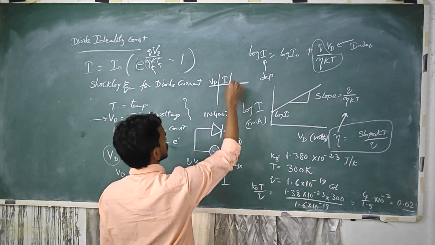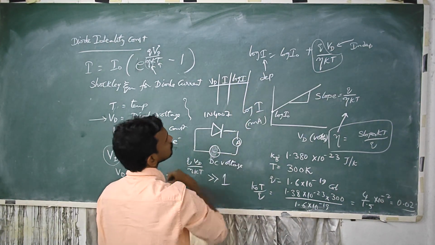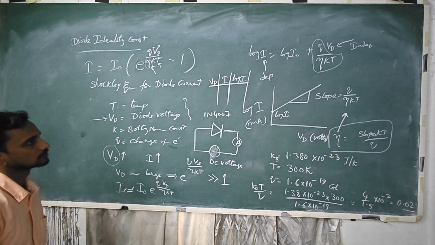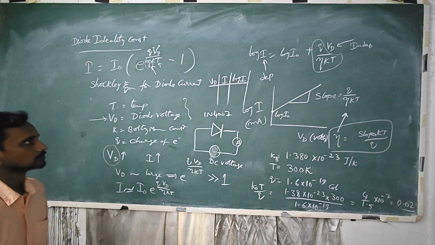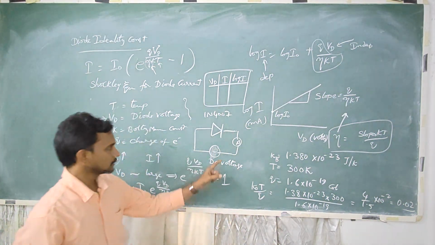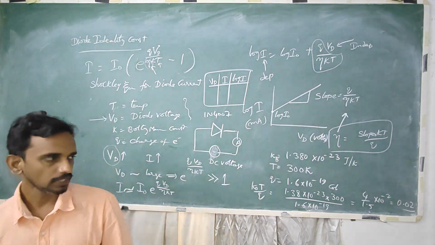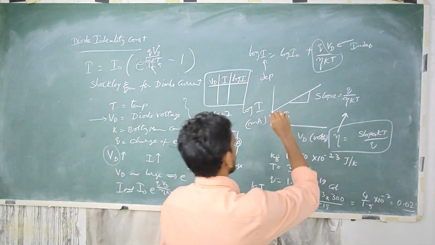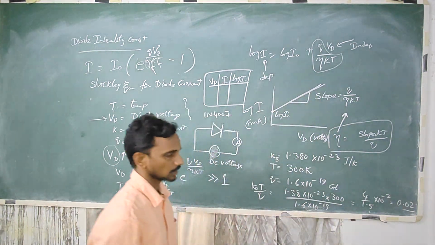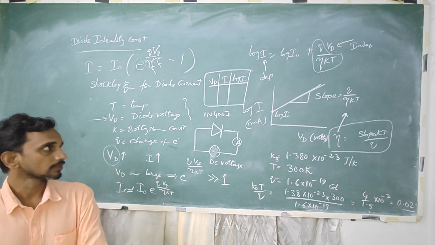Vd, I, log I. So these are the things you need to tabulate: change the value of voltage and get the current. Finally, you have to plot a graph and make a linear fit to that data, and you need to get the slope.